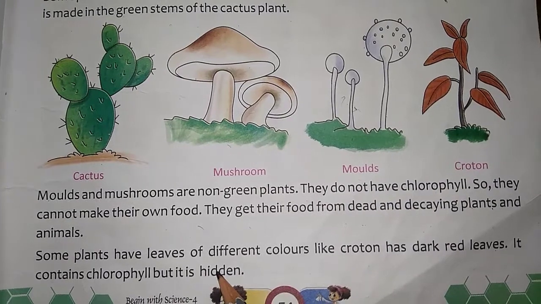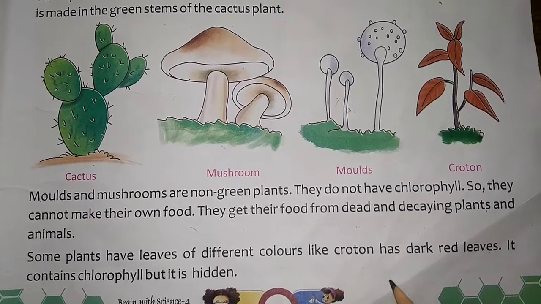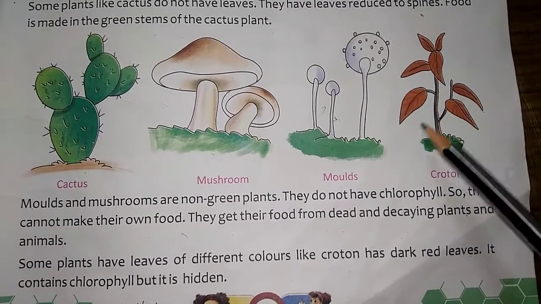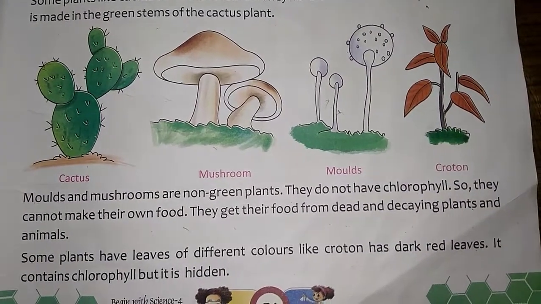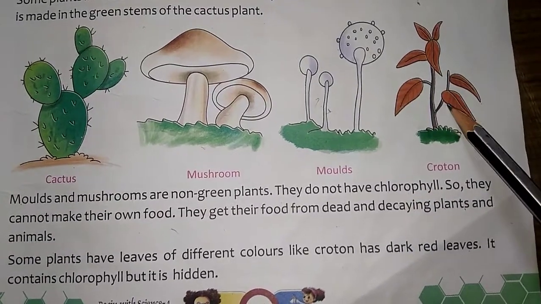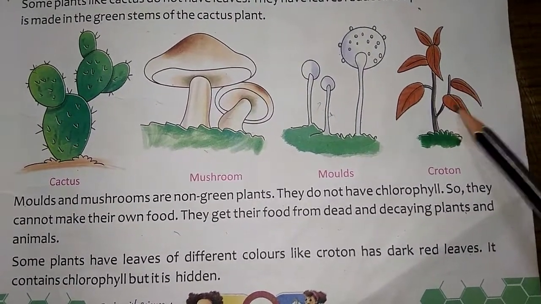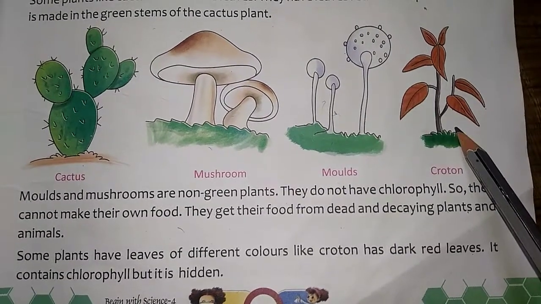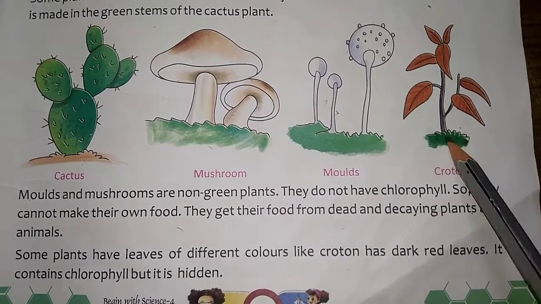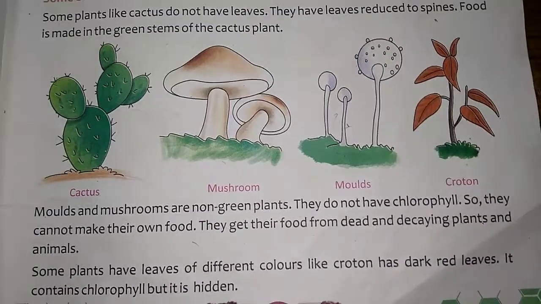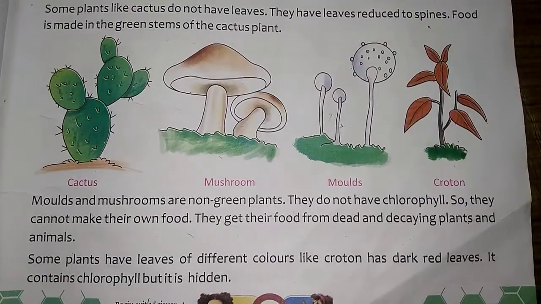Some plants have leaves of a different color, like a croton has dark red leaves. Here see, dark red leaves. It contains chlorophyll, but it is hidden. In this croton, the chlorophyll is there, but it is hidden, so the croton can prepare its own food. So today's homework is you have to read this 5 times.